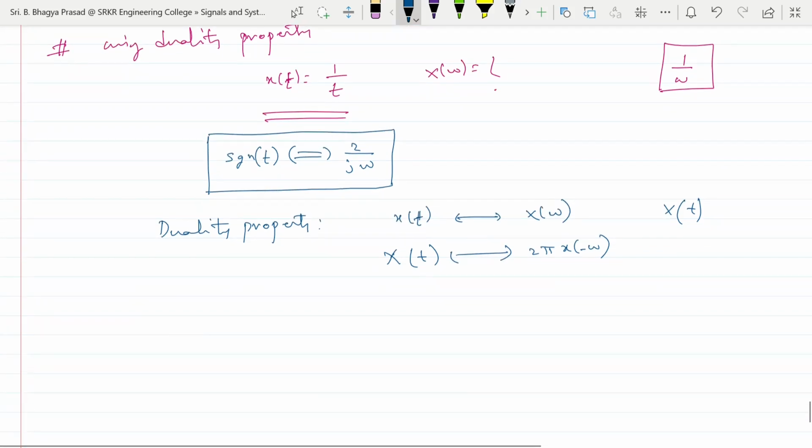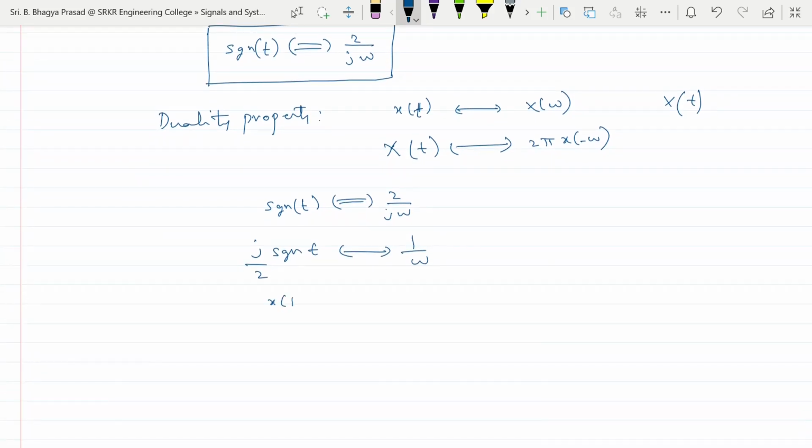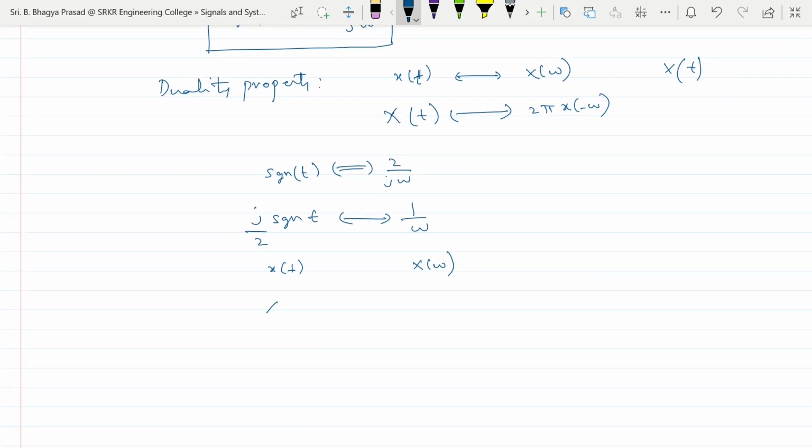Here the signum function transform is 2 by j omega. I will rewrite this: sgn of t has Fourier transform 2 by j omega. I will make it j times sgn of t by 2, whose Fourier transform is 1 by omega. So I will use this one, this is x of t and this is x of omega. For x of t, this is 2 pi x of minus omega.